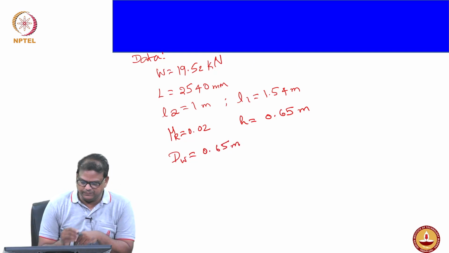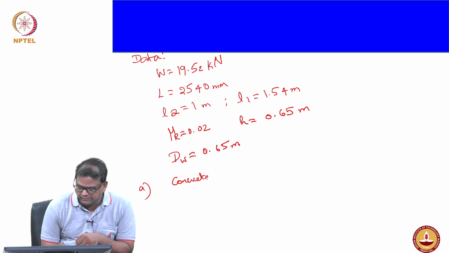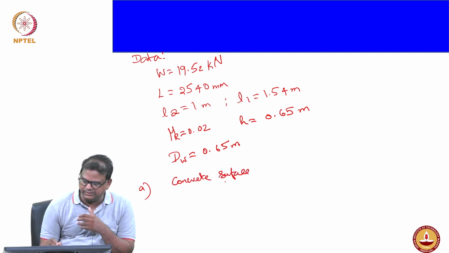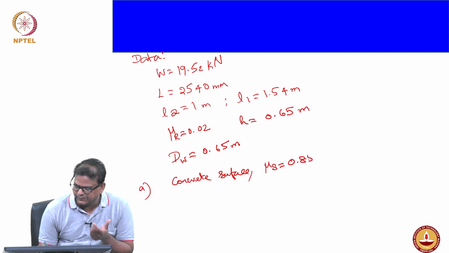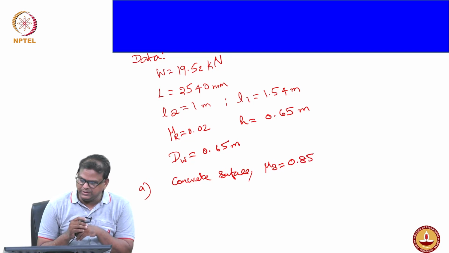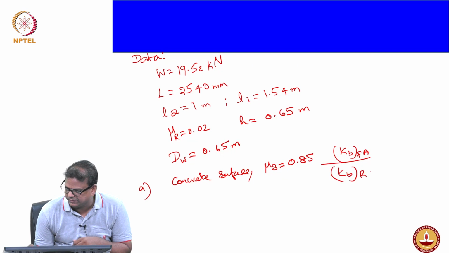Case 1, A: we want to take the concrete surface. When you say concrete surface, the typical value is 0.8 to 0.9, but it is specifically given in the problem. Your road adhesion factor is 0.85, right? So we have to find out the optimum KB front axle divided by KB rear axle. This is what we need to know.